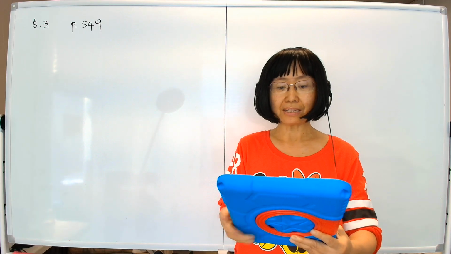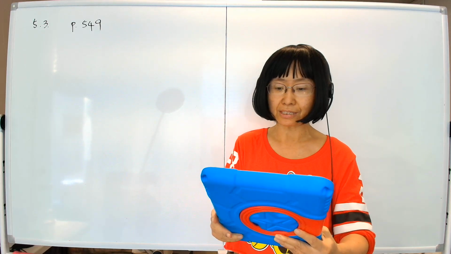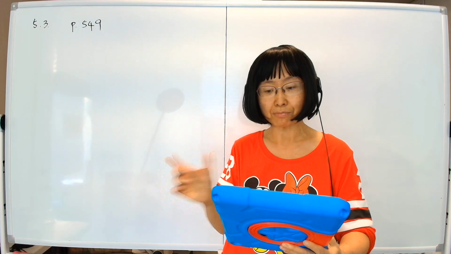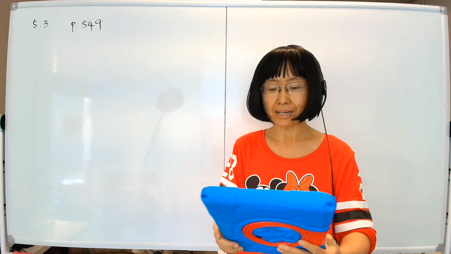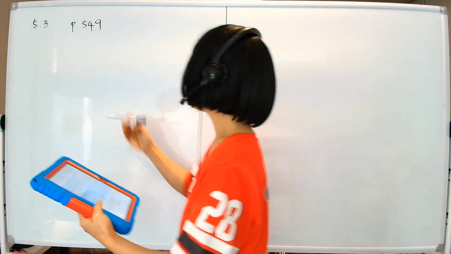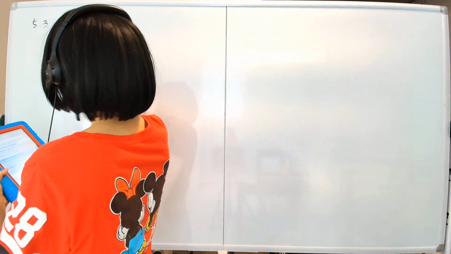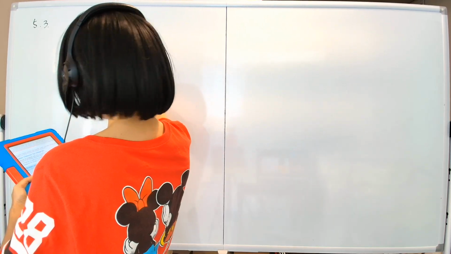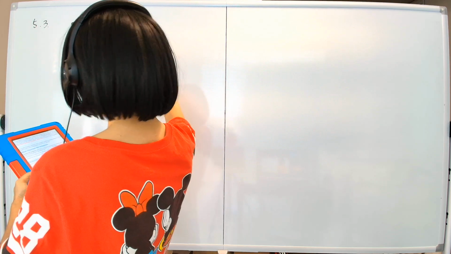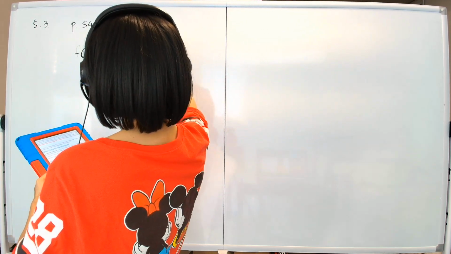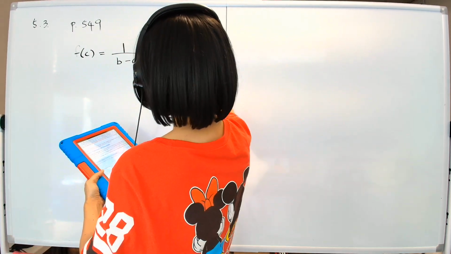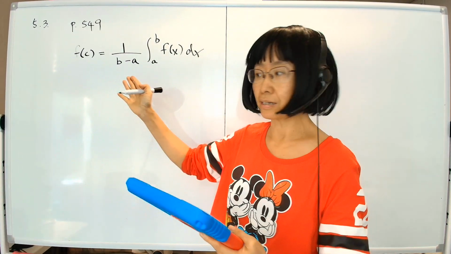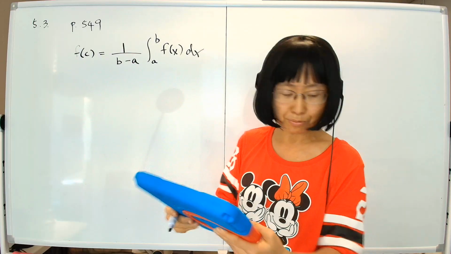So if f is continuous over the closed interval, then there exists at least one point c somewhere within the interval such that f of c equals 1 over b minus a times the integral from a to b of f of x dx. Now this thing here is defined as the average value of f.